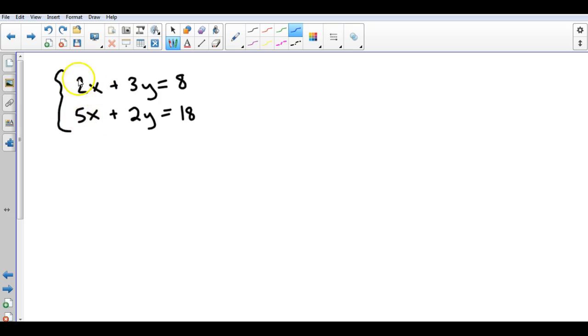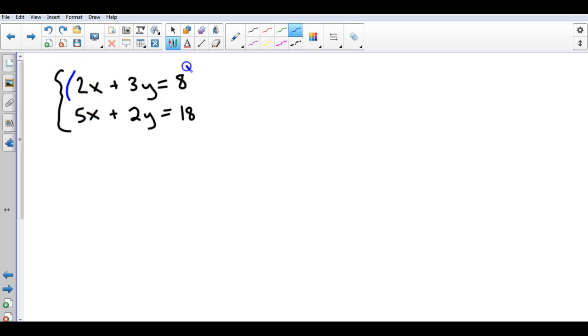If you wanted to cancel or eliminate anything for your x's, there's nothing that you can multiply 2 by, like a whole number that's going to give you 5. And there's no whole number that you're going to multiply 2 by over here that would cancel with something with a 3. What that means is that you would actually need to multiply both of your equations. So I'm going to do that, and I'll show you how. I'm going to eliminate my x's. And I'm going to do that by multiplying by a negative for one of them and a positive for the other, and that's going to give me opposite coefficients.